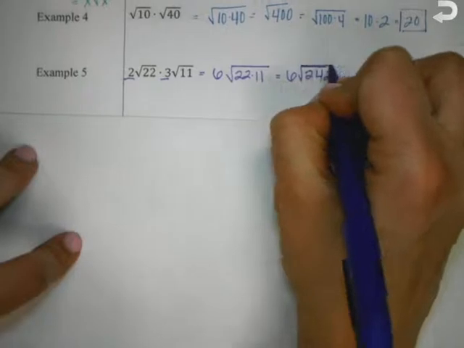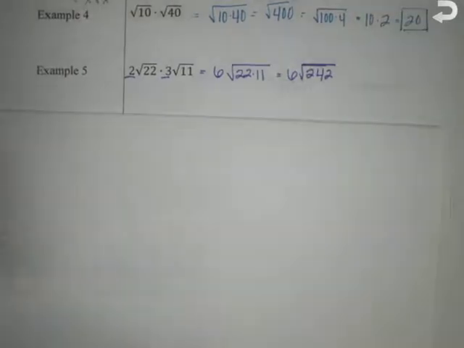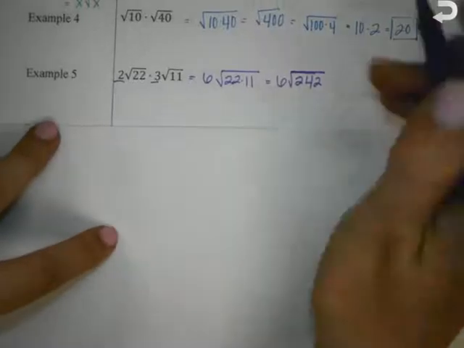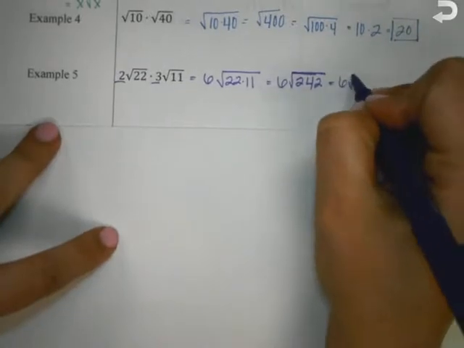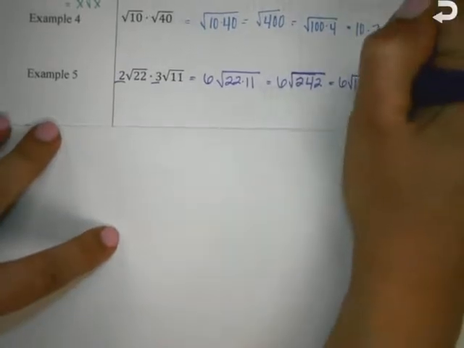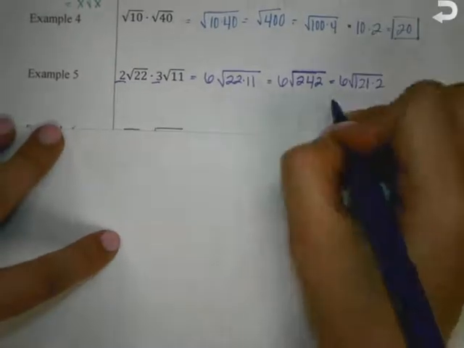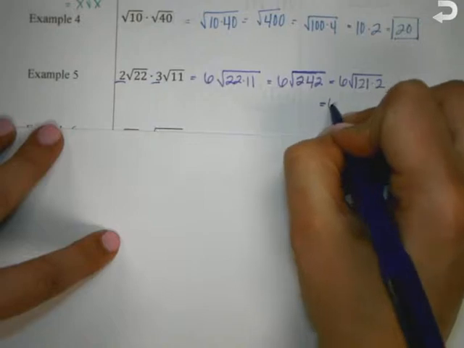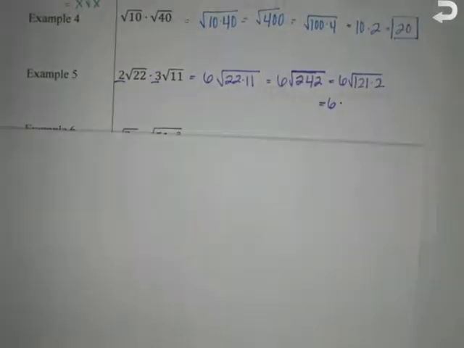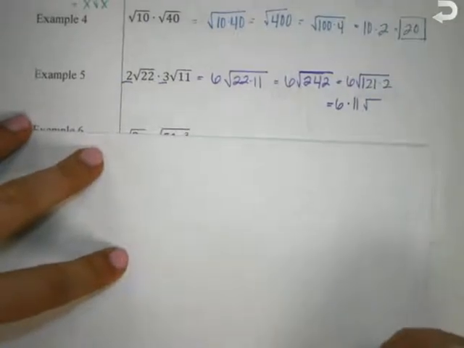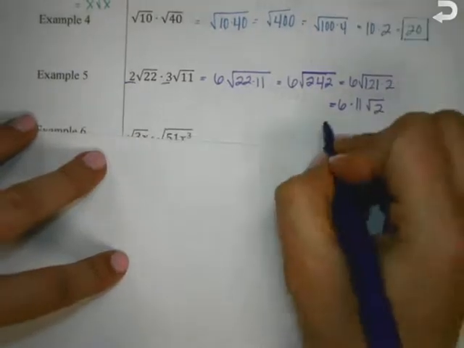Okay. Can we break down 242 using a perfect square? 121 times 2. So this is the same as 6 square root 121 times 2. Six times, what's the square root of 121? 11. So 6 times 11, square root, what's left inside? 2. And what's 6 times 11? 66 root 2.